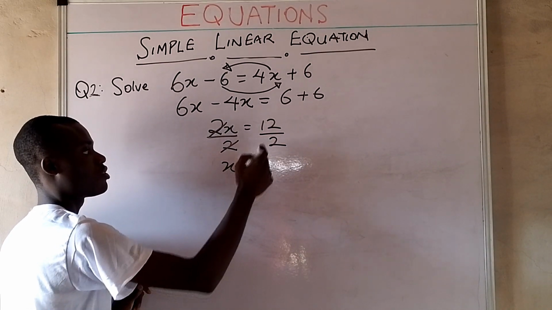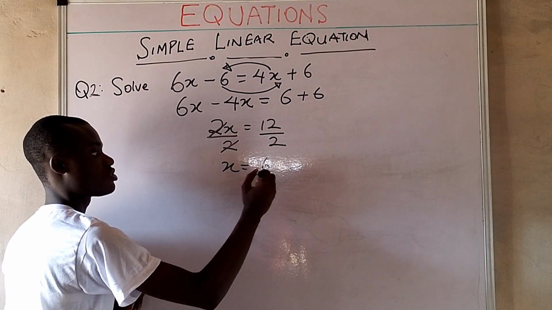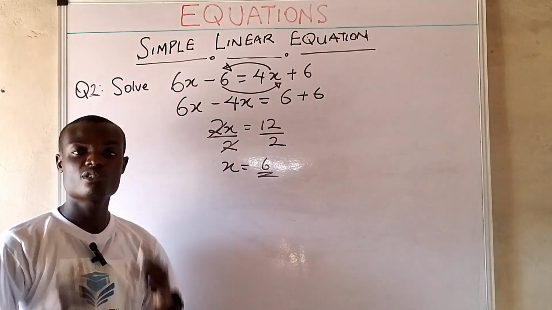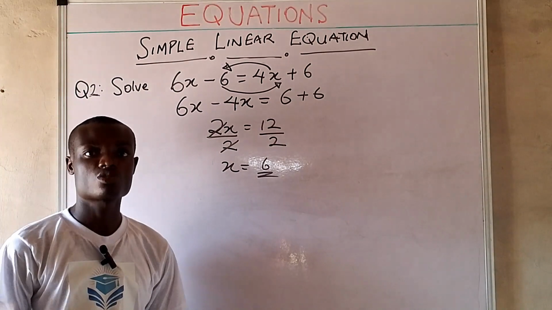When we do that, we have 12 divided by 2, and that will give us 6. So the answer to this question is 6. So if you got 6, you are very correct. But if not, do take your correction.